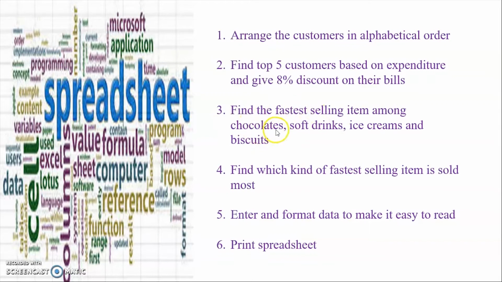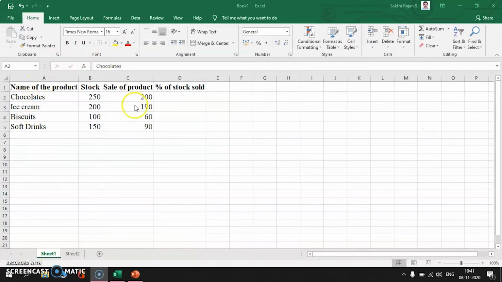Either chocolate, soft drink, ice cream or biscuits. Among these, which item is sold very fast, we are going to find out from the data given by the shopkeeper. So I have entered the data given by the shopkeeper in the spreadsheet. Now we are going to find out the percentage of the stock which is sold.